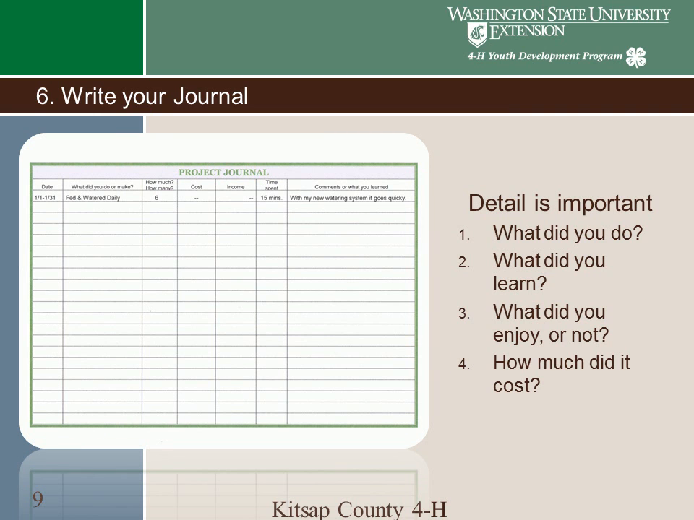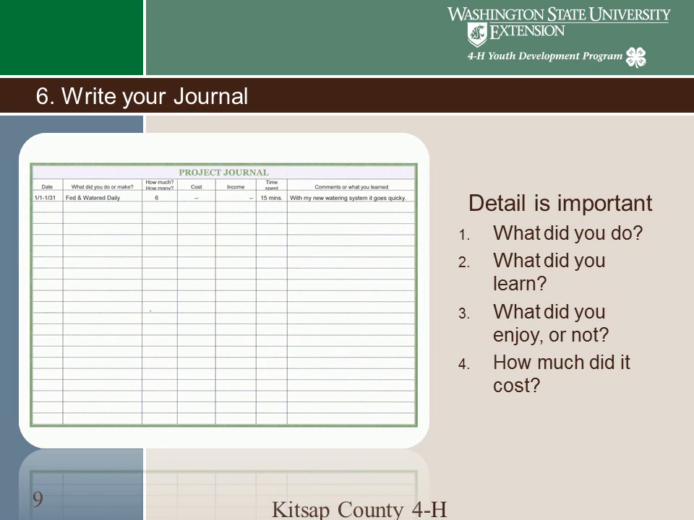Step 6, write your journal. Detail is very important here. This is the most time-consuming section of your record book. You will tell what you did during your project. Tell how you did it, what you learned.